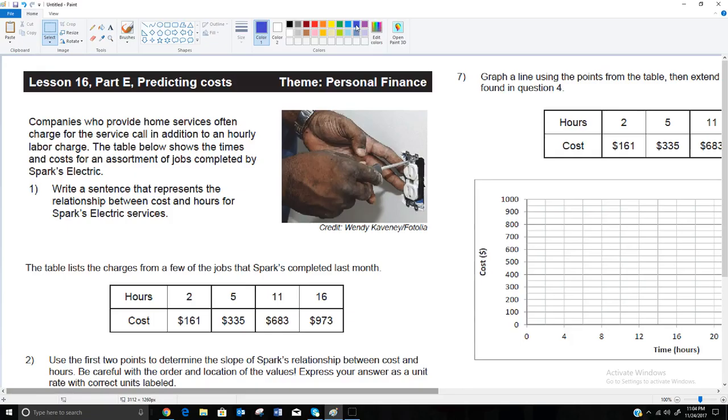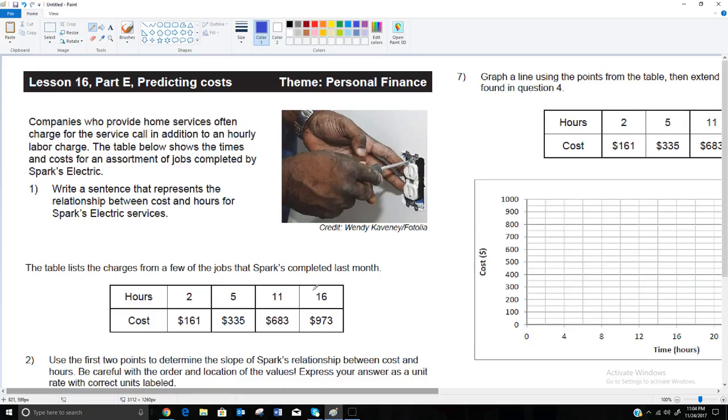And we're going to conclude lesson 16 by talking about one more scenario with Sparks Electrical Service. And they want us to write a sentence that represents the relationship between cost and hours for Sparks Electrical Services.